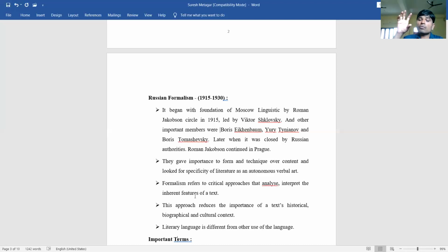It examines in an effective way how the text is produced. It means effective use of technique and form gives meaning to the text. This approach reduces the importance of a text's historical, biographical, and cultural context. Means they almost neglect the historical, biographical, and cultural conditions which used to influence critics in those days. And another important contribution of the formalists is that they separated literary language from common language. They think literary language is very different from common language.